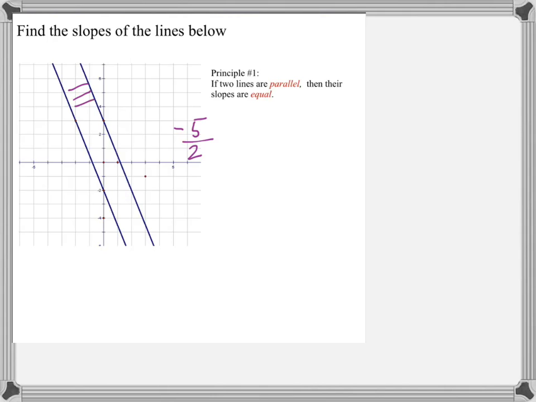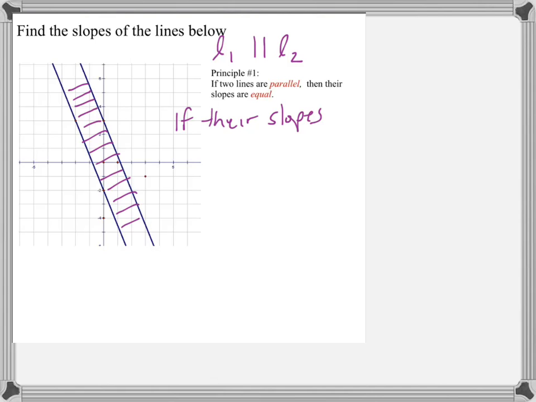We can see that they're parallel visually by looking at the distance between the two lines right here. I actually should have given you that as a premise. So I should give you that L1 is parallel to L2. Okay, so if they're parallel, then their slopes are equal. And this also works the other way around. If their slopes are equal, then they're parallel.